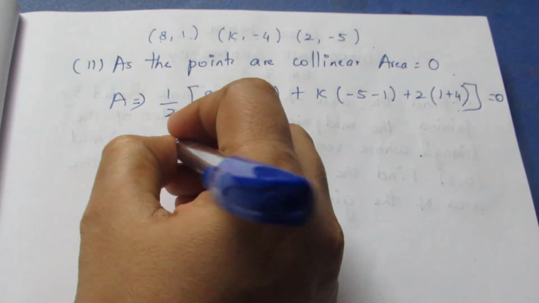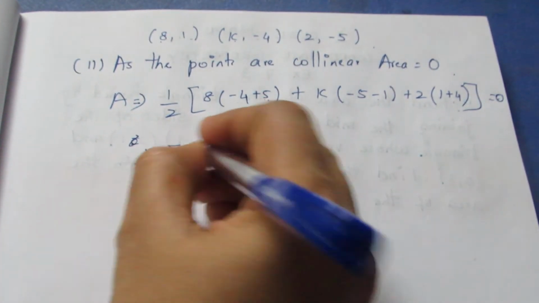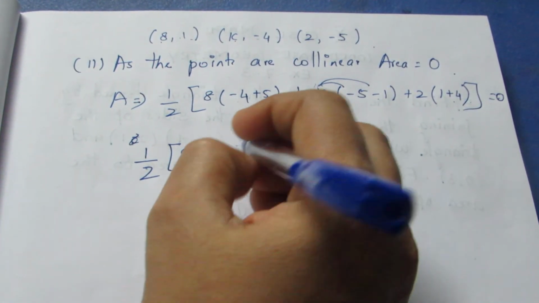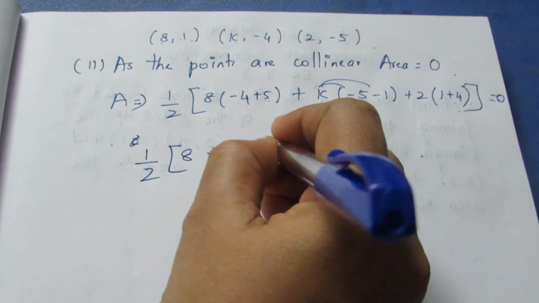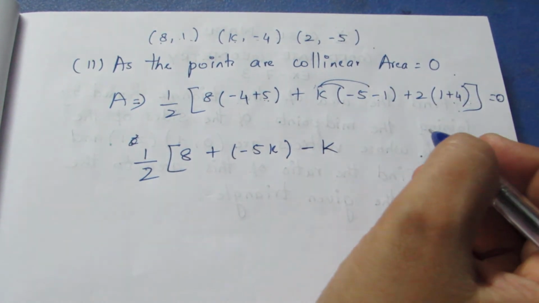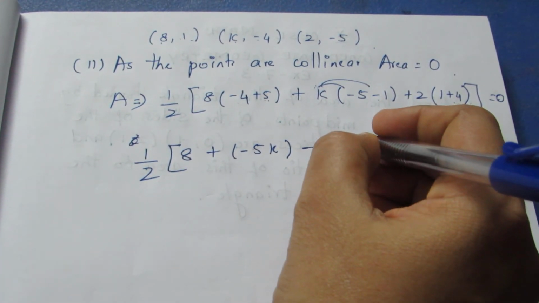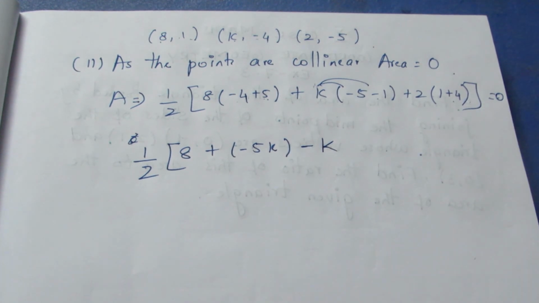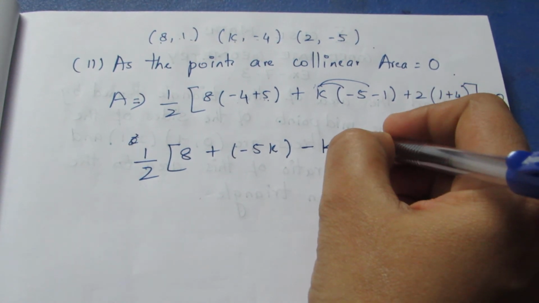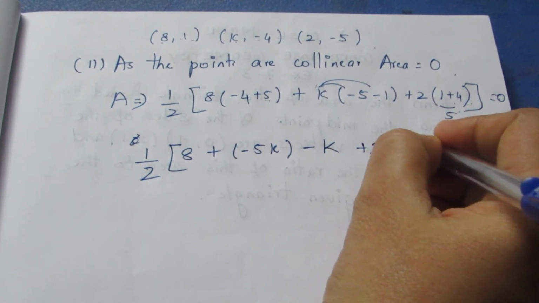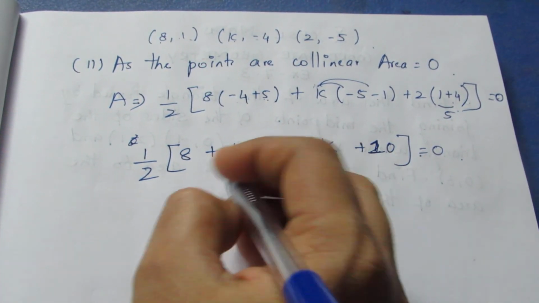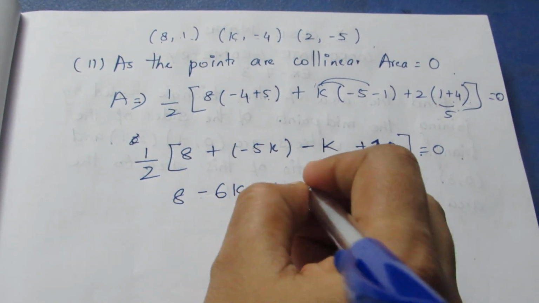Now here, 1 into 8 will be 8. Plus we need to multiply the monomial with both the terms, so it becomes minus 5k minus k. Now minus 6k, and 5 into 2 will become 10. This is equal to 0. Now I am taking half to the other side. Here it becomes 8 minus 6k plus 10 is equal to 0.